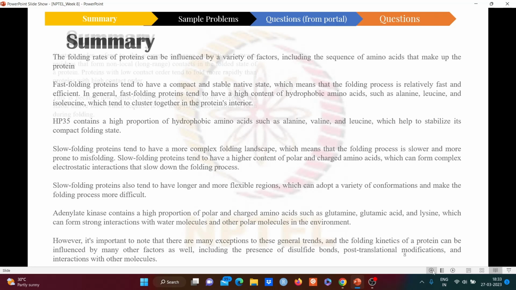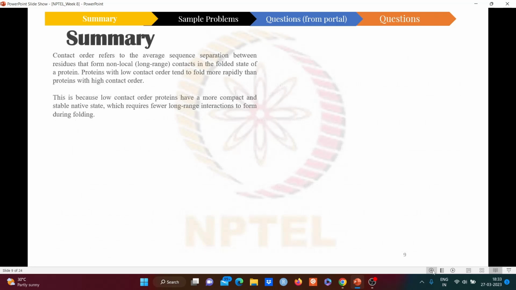Okay, moving forward from here, we'll be discussing the relationship between contact order, long range order, and folding rate.